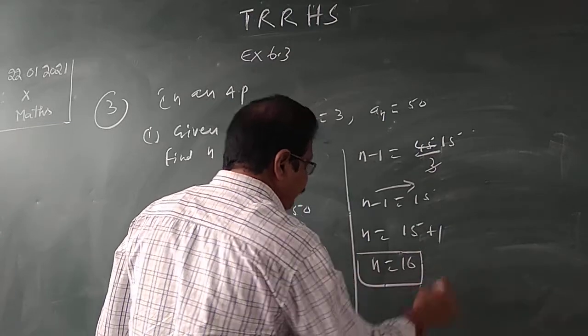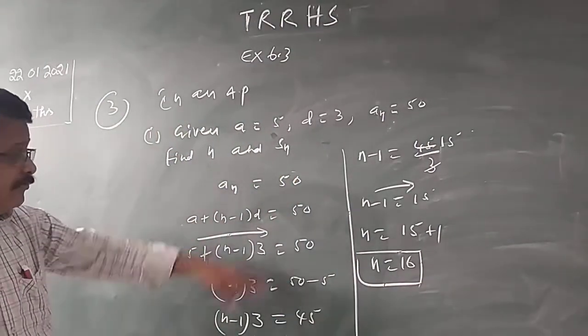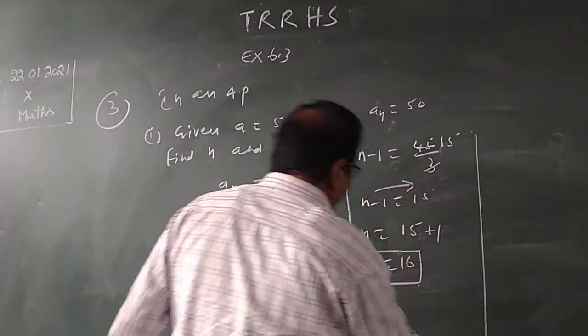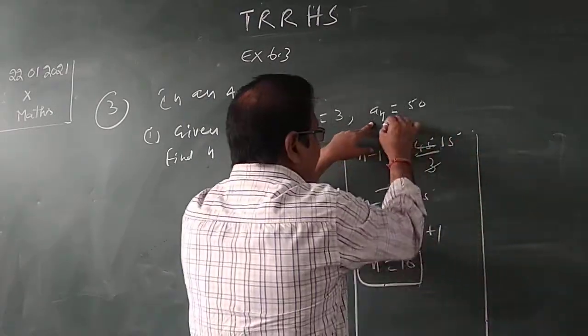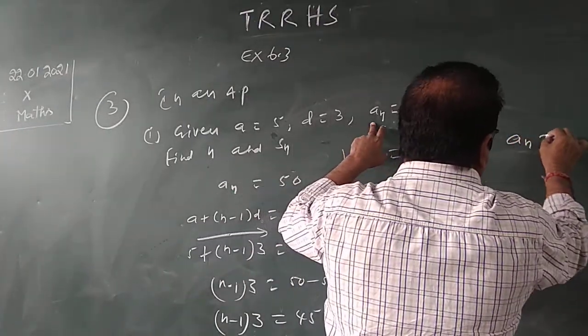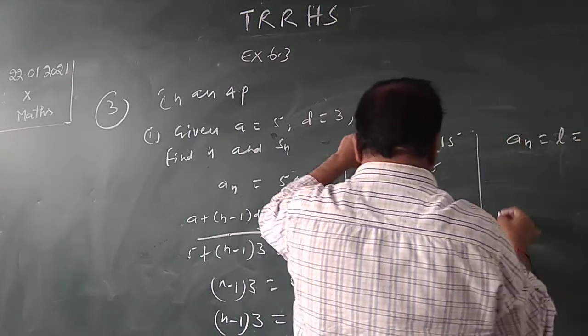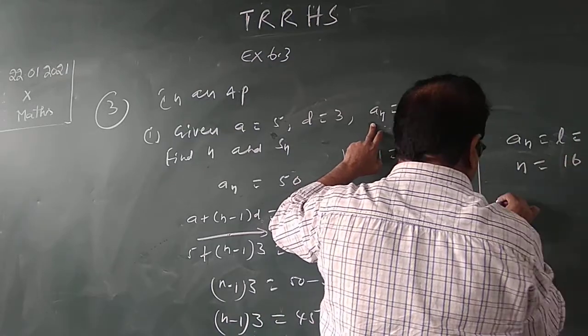So we got 16. Here they asked to find n. We got the n value. Now find Sn. What do we have here for the Sn formula? We have the last term, an is equal to 50, an or l is equal to 50, and n is equal to what you got? 16. Find Sn.